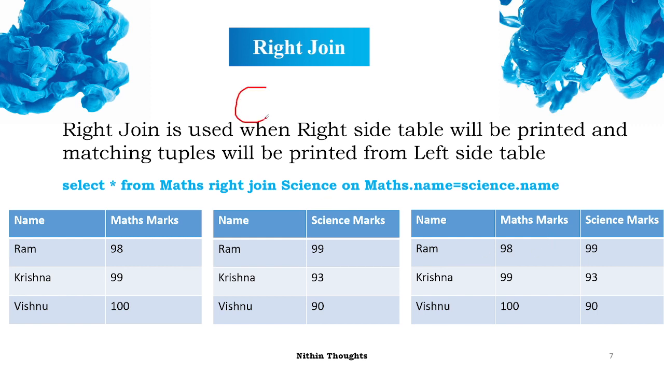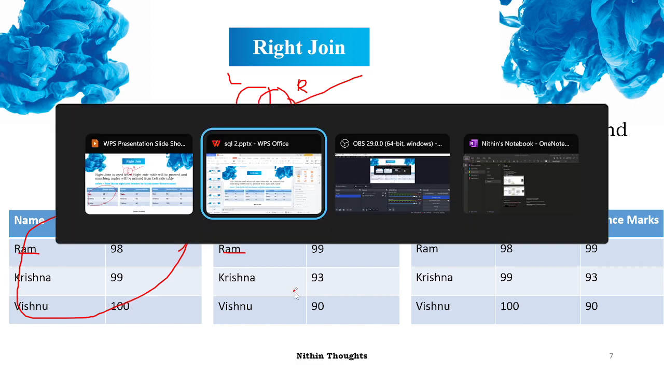So in the right join, this is the right table and this is the left table. Whatever happens, this right table will be printed first. If Ram and Ram are the same, that data will be taken from this table also. Assume I'll create something new.